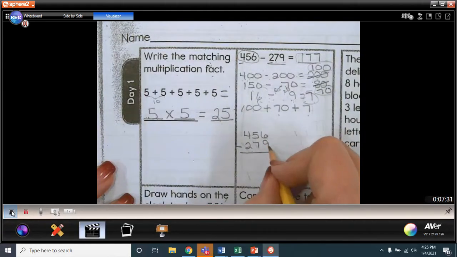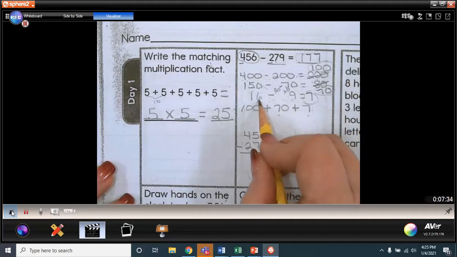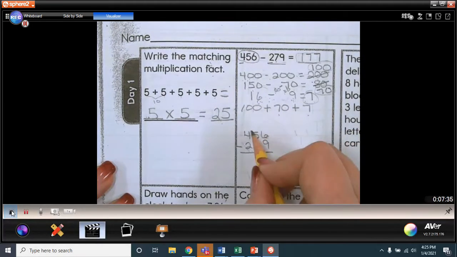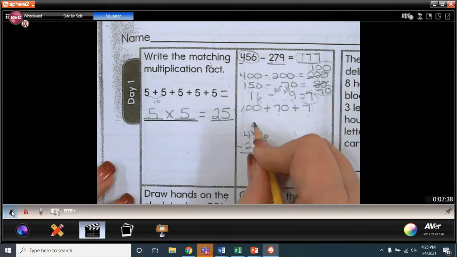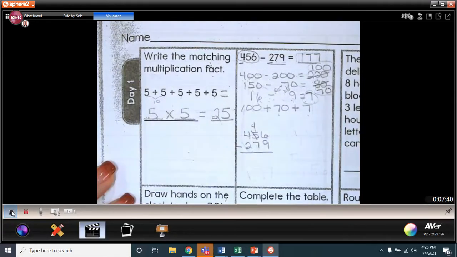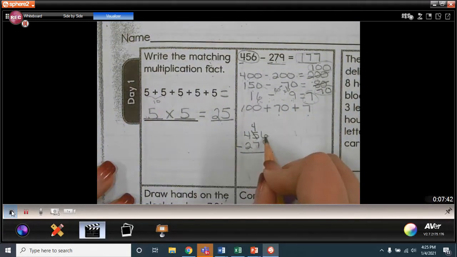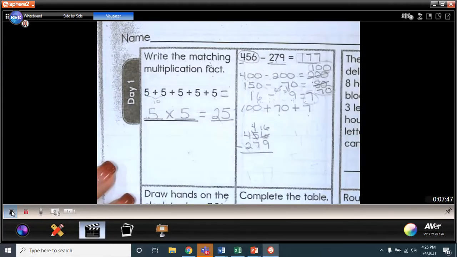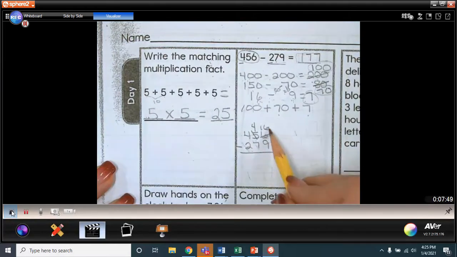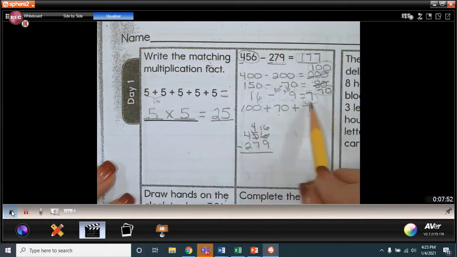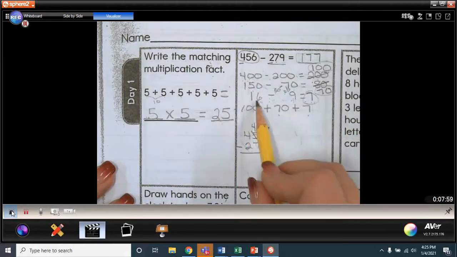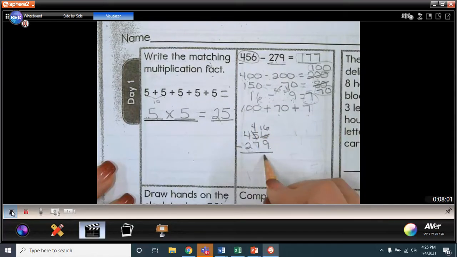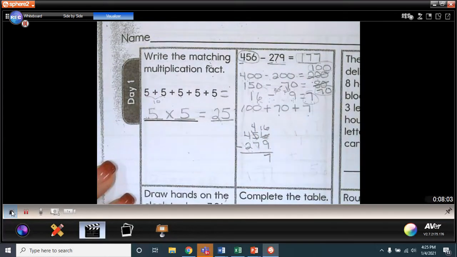So I can't subtract 9 from 6 just like I couldn't here. So that tells me I need to borrow a 10 from the 50, and now I have 40. I'm going to take that 6 and add 10, and now I have 16. Now I can subtract 16 minus 9, and if we did the same mathematics up here that we did before, we know that 7 plus 9 is 16. So 16 minus 9 is 7.